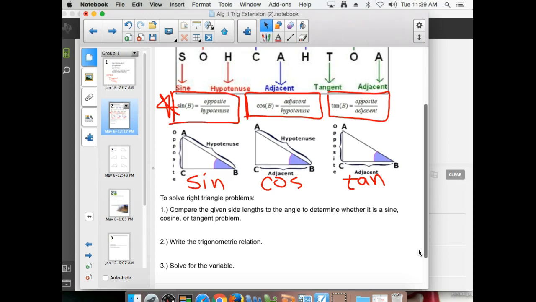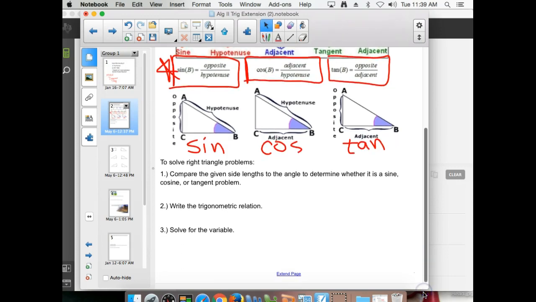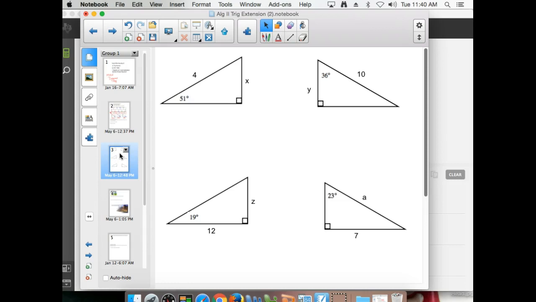These next three steps are the basic steps we're going to be doing the entire time. We look at our triangle based on what we are given. Should we use sine, cosine, or tangent? You write the equation, and then we solve for the variable. A majority of what you're expected to do is going to look like this. We're going to have triangles, and we have to look at what they give us and solve it from there.